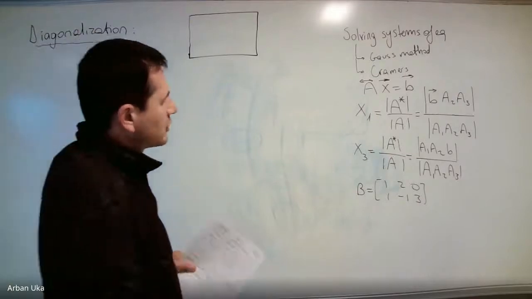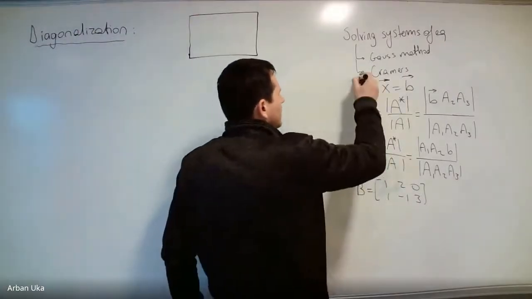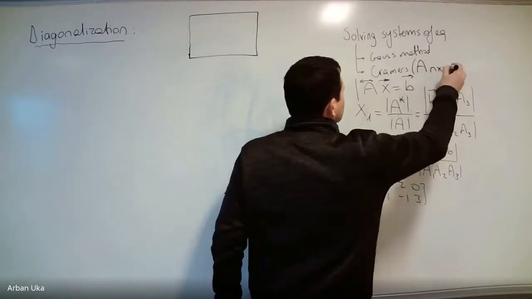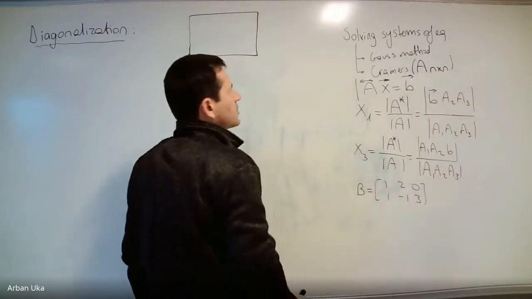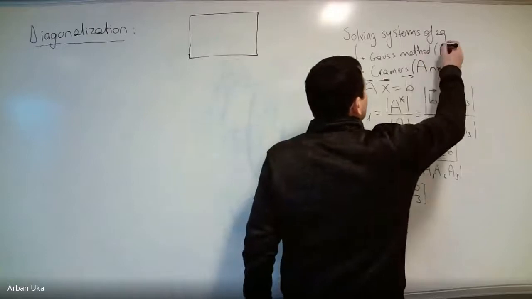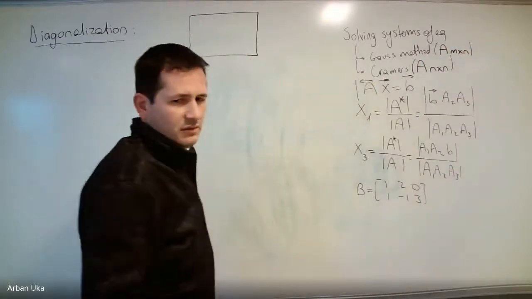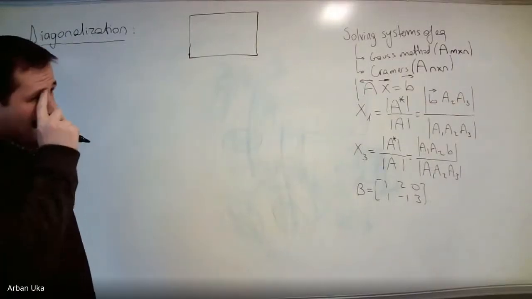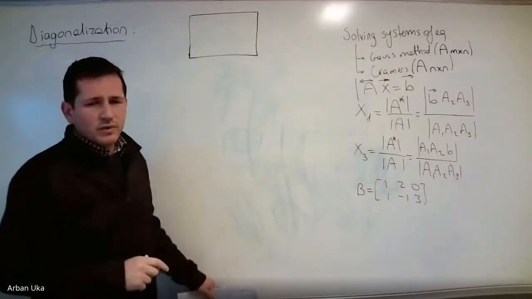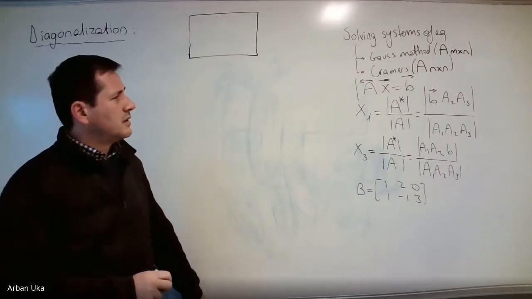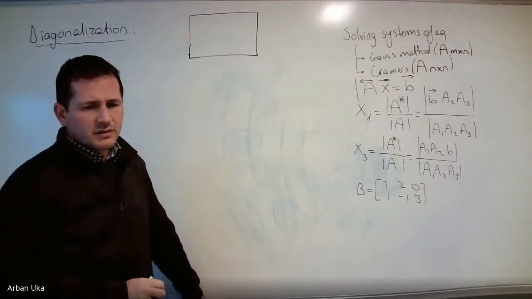That is true. So we cannot find the determinant, which means that Cramer's method is valid only for square matrices, so only for matrices that are n by n. But the Gauss method is not restricted to n by n. Okay, this is one way that we can say that the Gauss method is a more general method. So we better use that one when compared to Cramer's method.